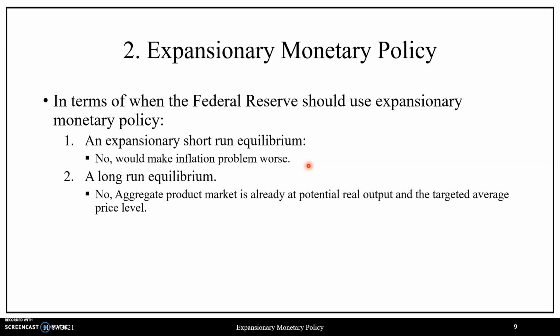Now, in regards to our second possible candidate, a long-run equilibrium, our answer is going to be no, in that we are already at our goal of full employment, in that we are at our targeted average price level, and at potential real output.